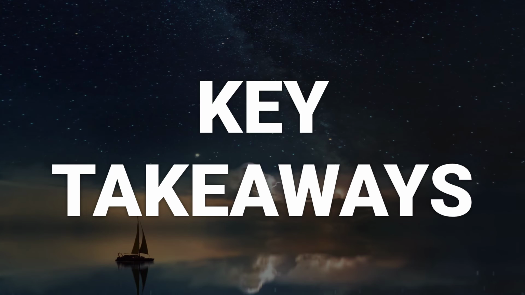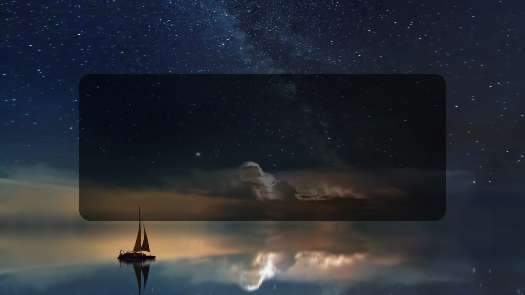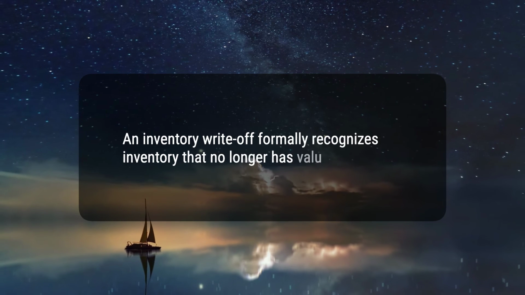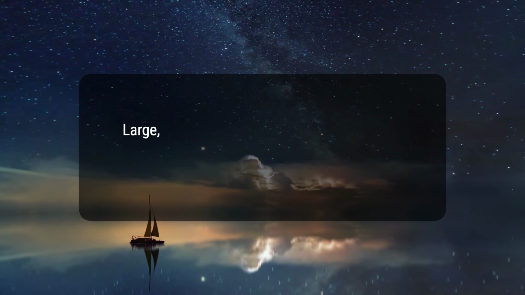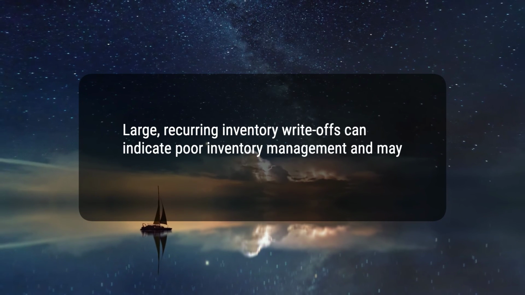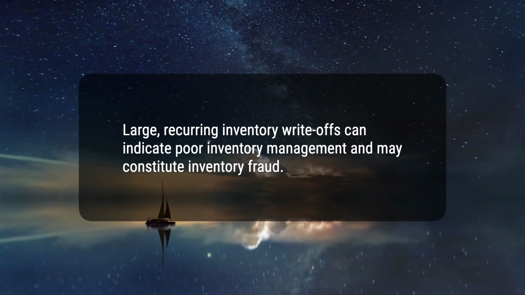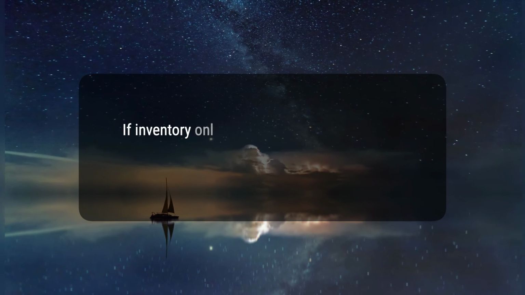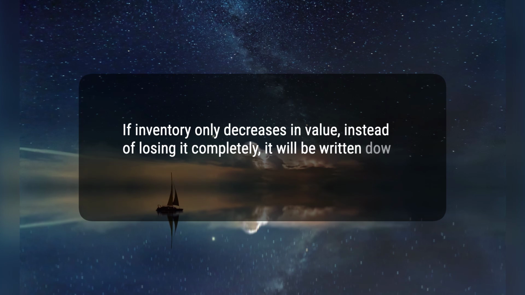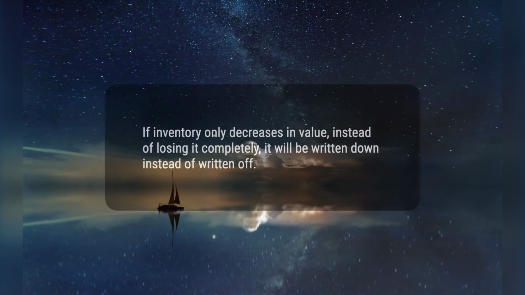Here are 3 key takeaways. 1. An inventory write-off formally recognizes inventory that no longer has value. 2. Large, recurring inventory write-offs can indicate poor inventory management and may constitute inventory fraud. 3. If inventory only decreases in value, instead of losing it completely, it will be written down instead of written off. Hope this would help.